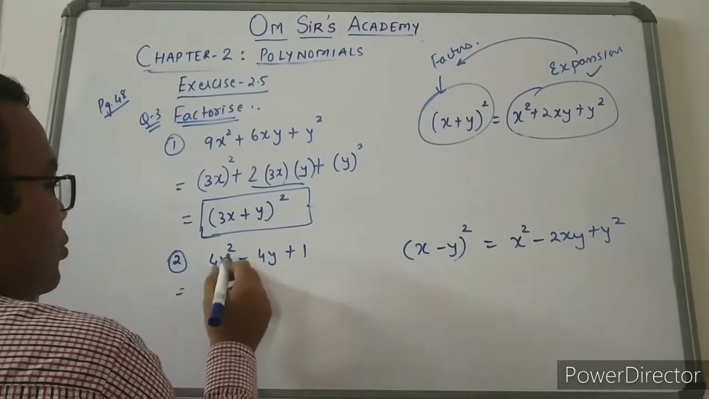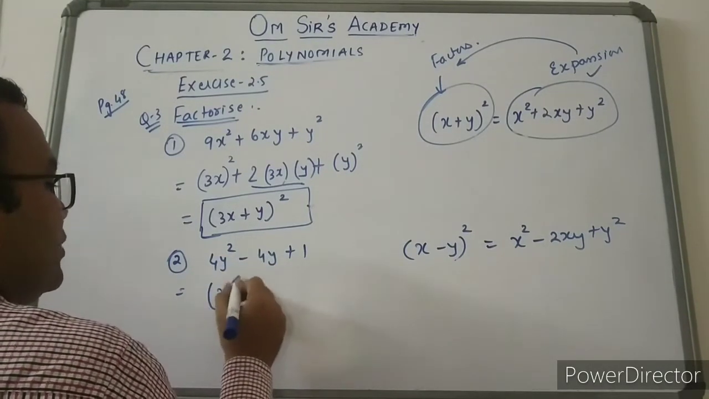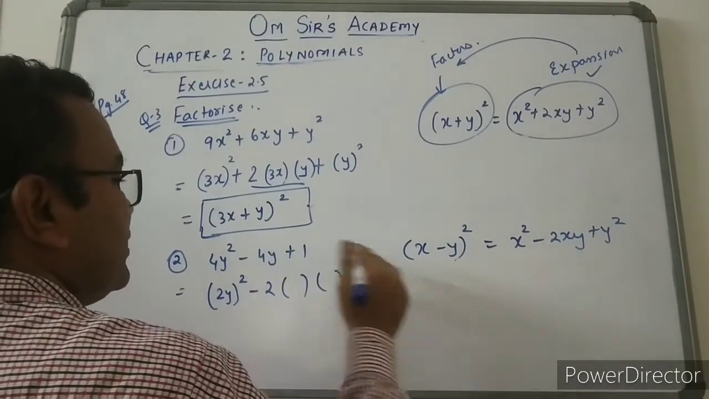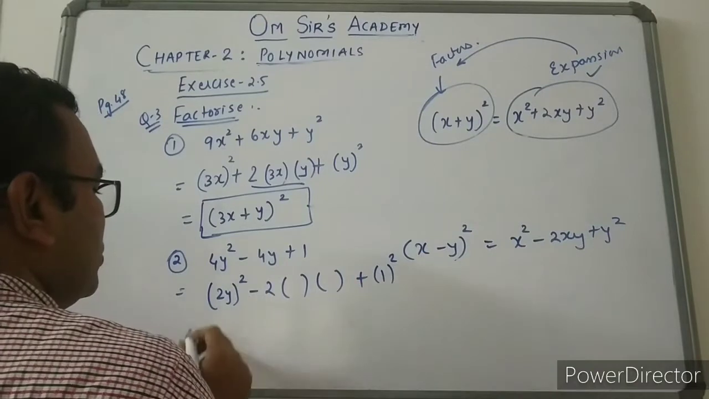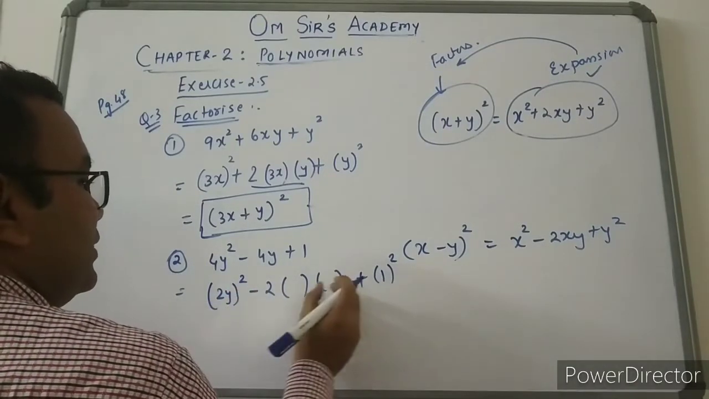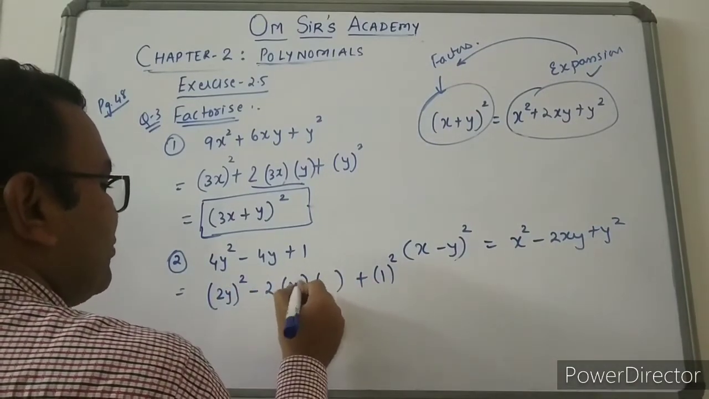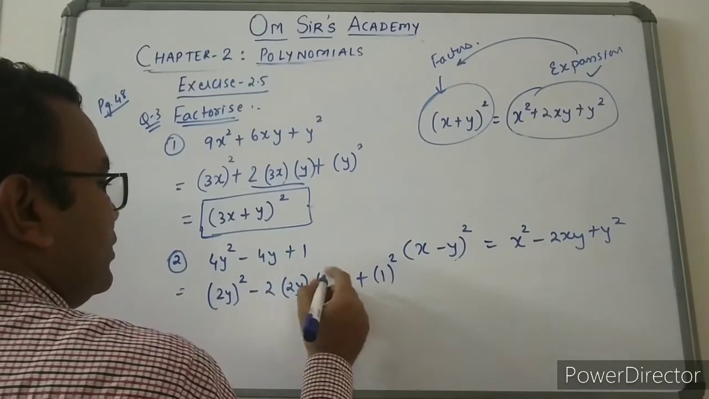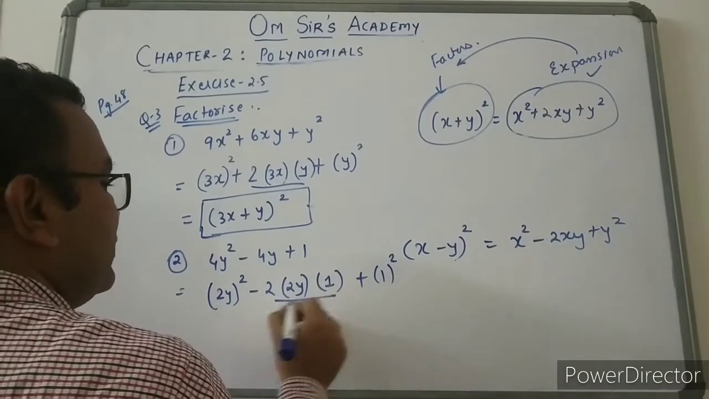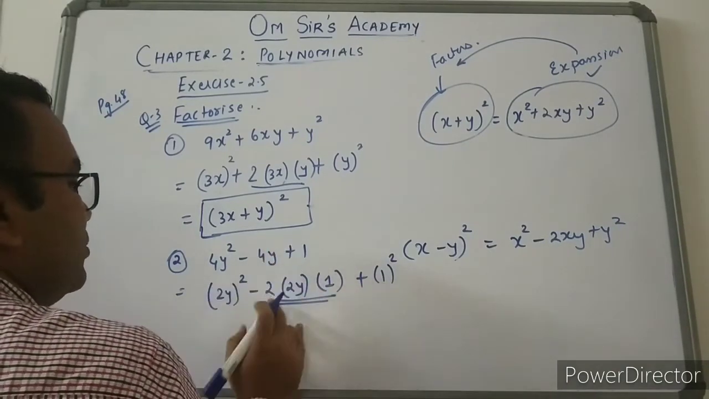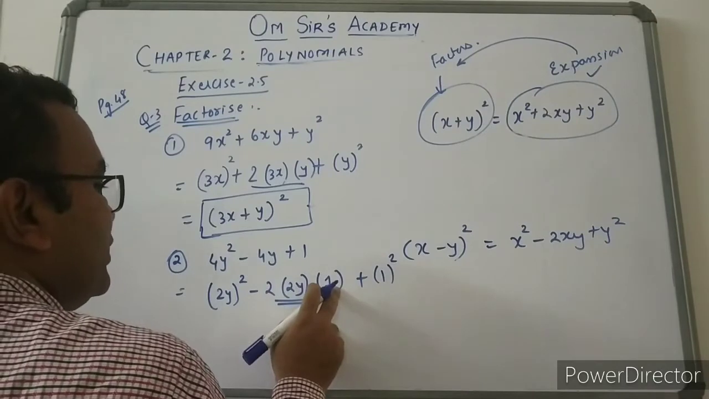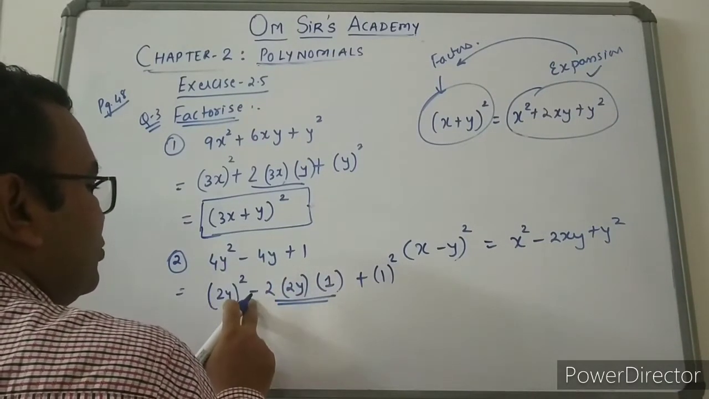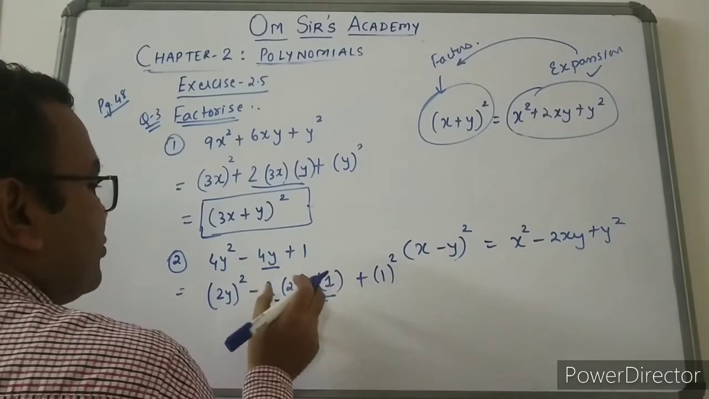So 4y square is the perfect square of what? (2y) the whole square, minus 2 into 2y, and plus 1 is the perfect square of what? 1. So this is my x and this is my y. So instead of 2xy, I put 2 into 2y and into 1. Now see whether this middle term matches with this term. 2 twos are 4, 4 into 1 is 4, into y is 4y, and there is a minus sign over here. So this and this term match over here.